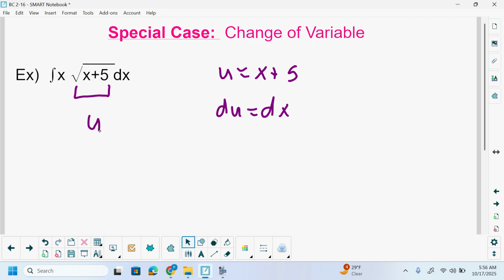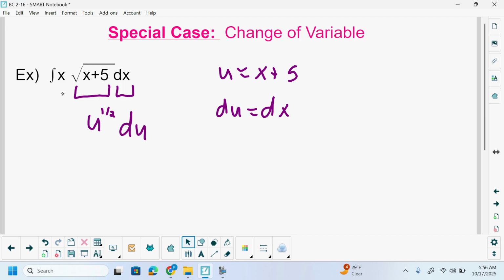This is going to be a u to the 1/2. The dx is taken care of. That's going to be du. But we've got a leftover x. So you can't achieve that by multiplying by a constant in our du. Okay, we should only be multiplying by a constant ever in our du.